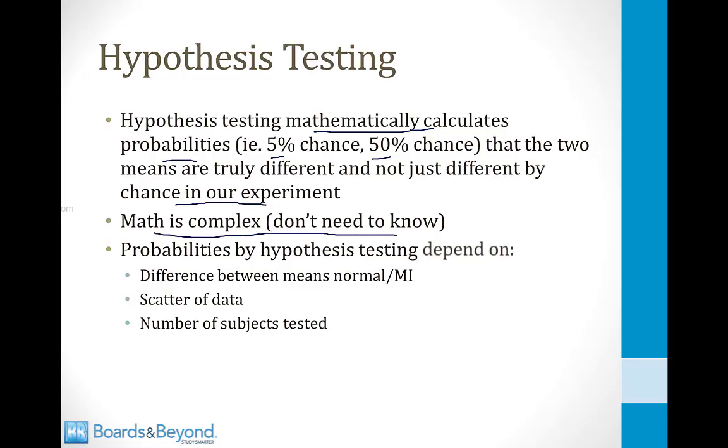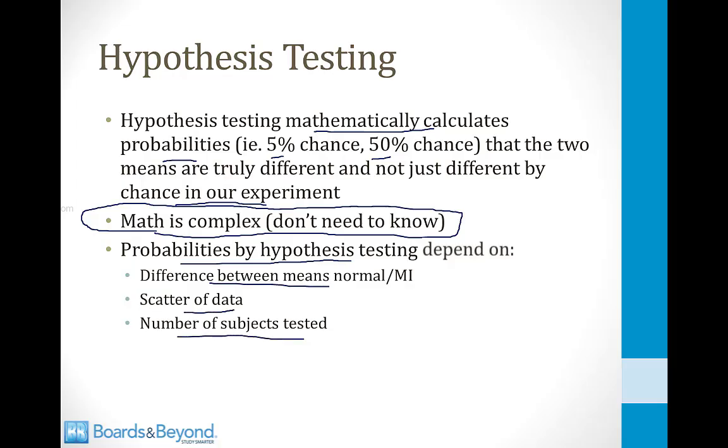The math is very complex and you don't need to know it. This is why we have statisticians to help us out. But what you should understand is that the probabilities by hypothesis testing depend on the difference between the means, the scatter of the data, and the number of subjects tested.